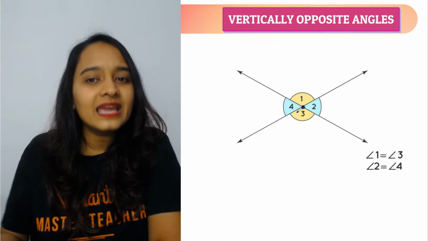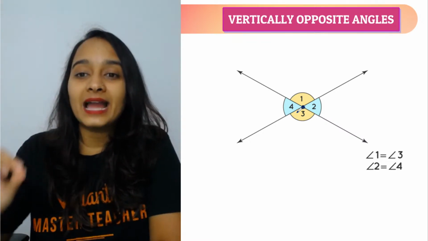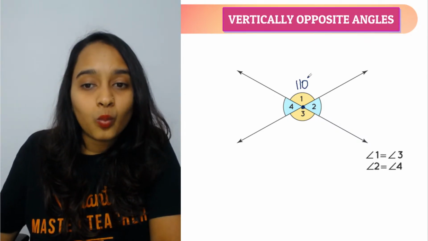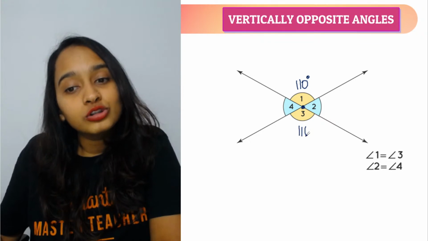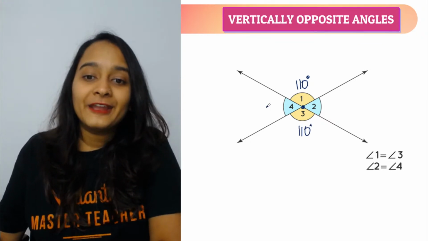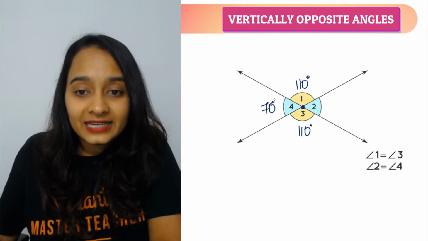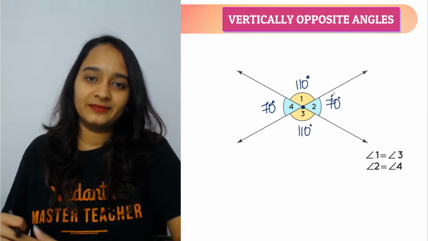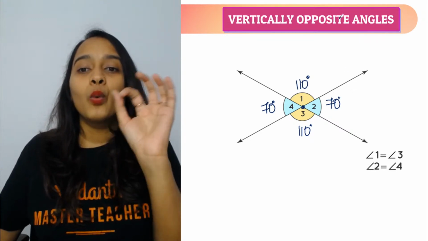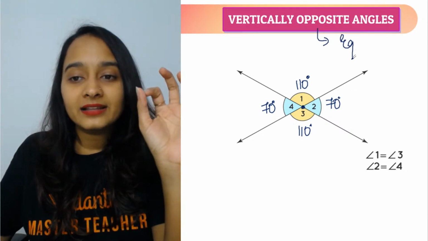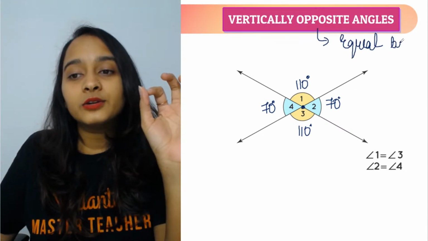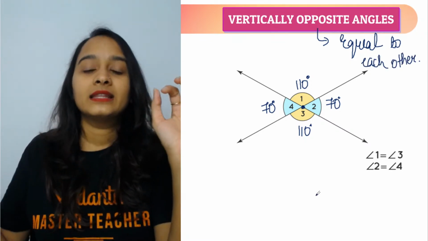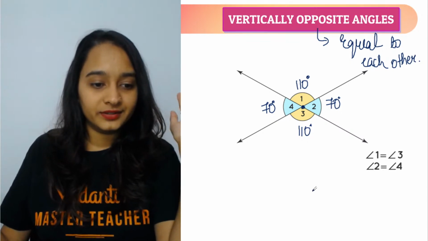So what can we say? Vertically opposite angles are equal to each other. If angle 1 is 110, angle 3 also will be 110. If angle 4 is 70 degree, angle 2 is also equal to 70 degree, right? So please remember, vertically opposite angles are equal to each other. What are they? They are equal to each other.